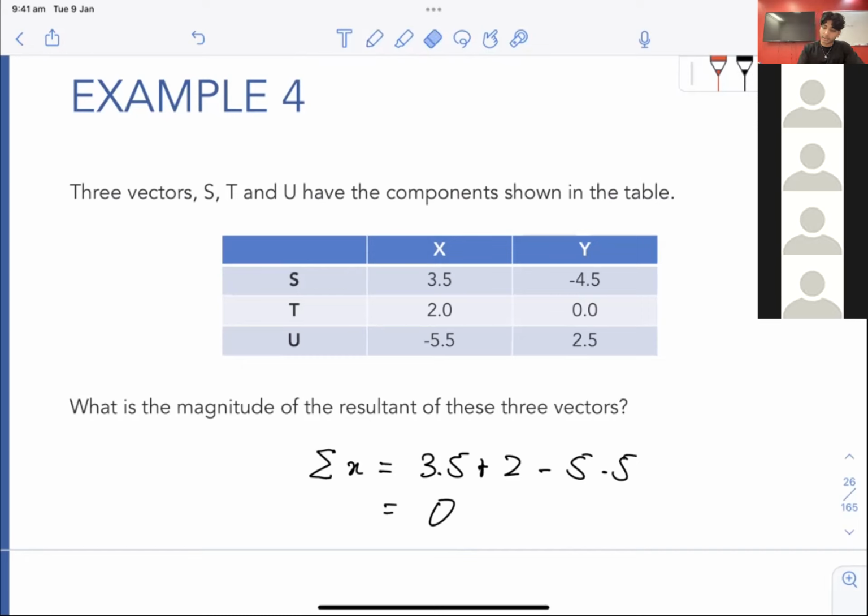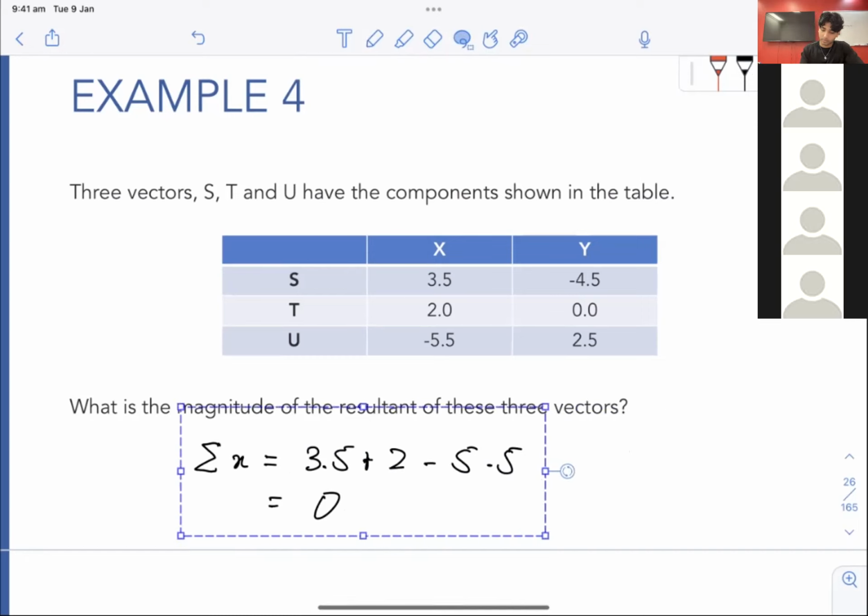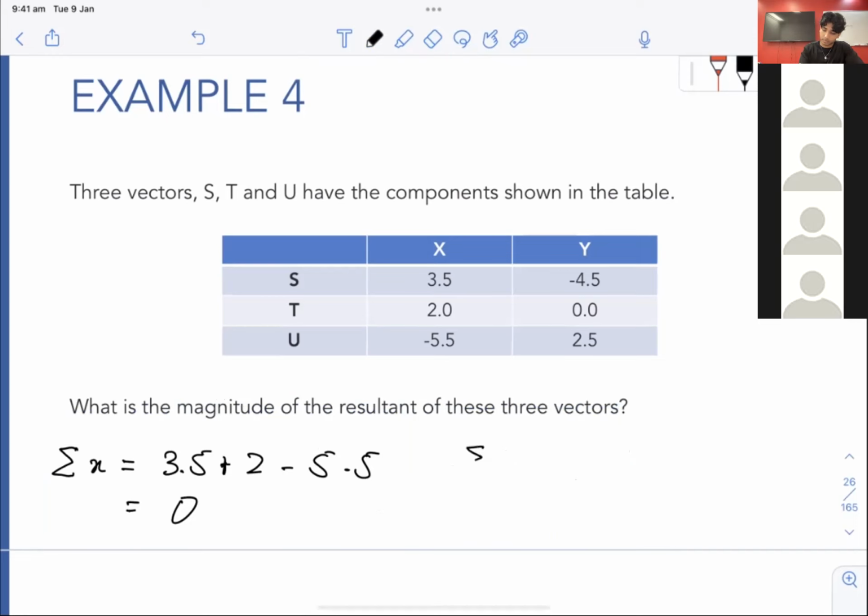The resultant in the y direction now: negative 4.5 plus 0 plus 2.5. That's going to give me negative 2, I believe. Yep. So negative 2 is our y direction resultant. So now the resultant of these three vectors all up is going to be given by an addition of the x and the y component. So the y component is actually going down, so y, except our x component is 0.